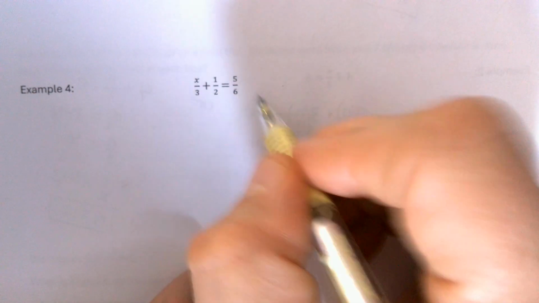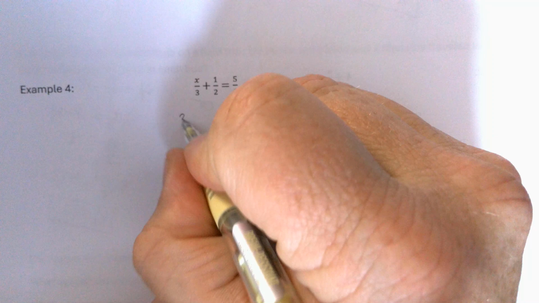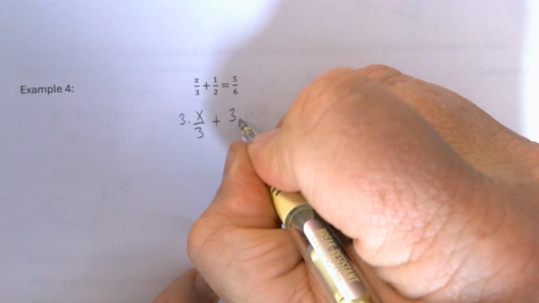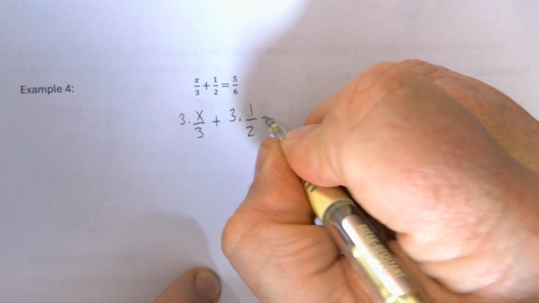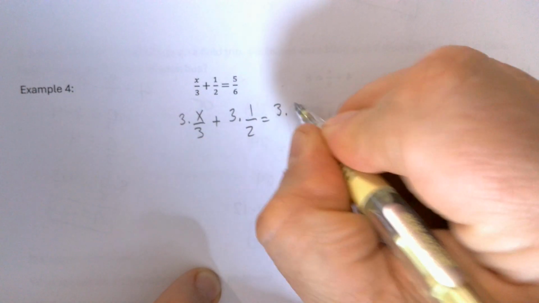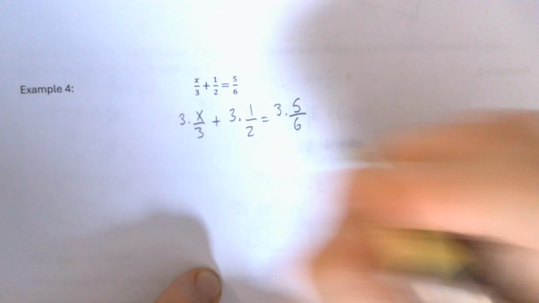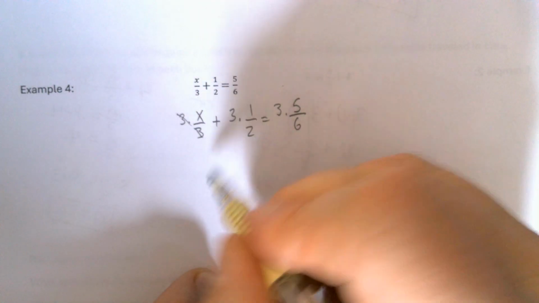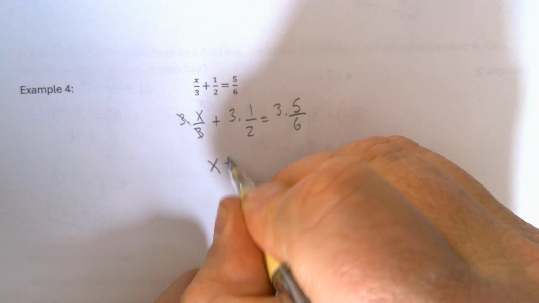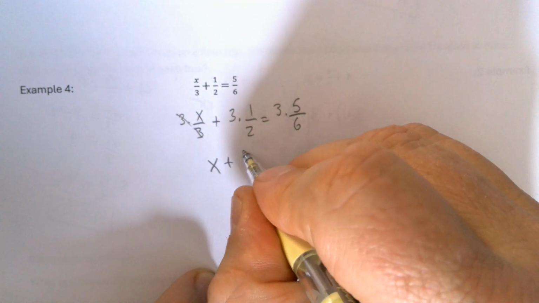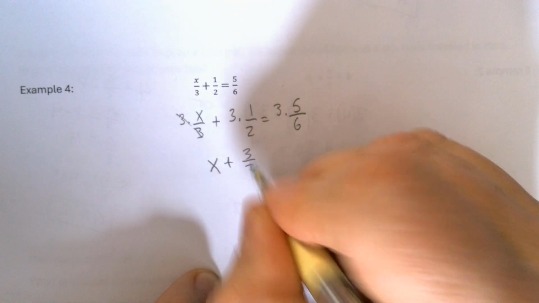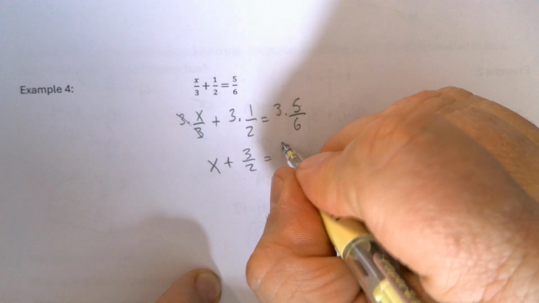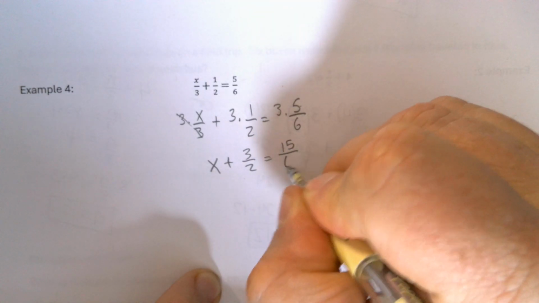The first thing I'm going to get rid of is the 3. So I'm going to do 3 times x over 3 plus 3 times 1 over 2 equals 3 times 5 over 6. So you can see I multiplied each of the 3 fractions by 3. Here, these just reduce down. You just have an x. You multiply the tops, you're going to get 3 halves, so 3 times 1 is 3. And here you're going to multiply the tops, you get 3 times 5, which is 15. You're going to get that over 6.